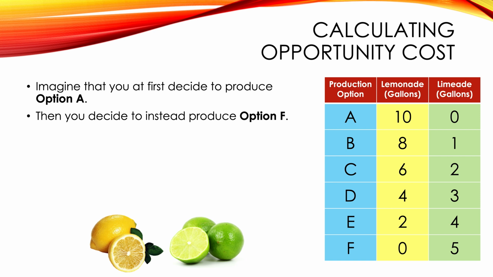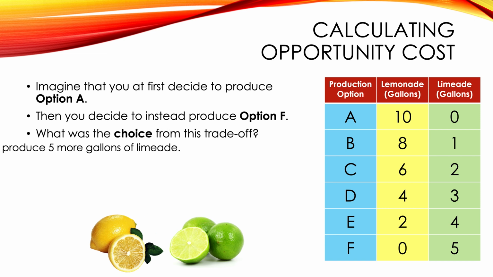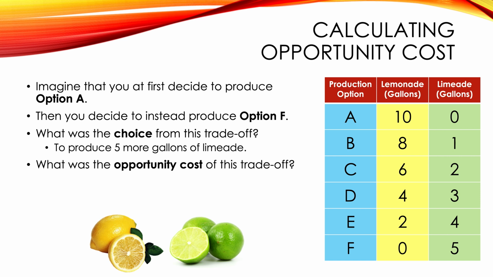So just like any trade-off, this is going to have a choice and an opportunity cost. The choice here is clearly 5 gallons of limeade, right? That's what you chose. You decided to switch from A to F, which means you're now producing 5 gallons of limeade. That's what you're getting. But what you have to give up in order to do that is you have to have an opportunity cost here. You have to give up 10 gallons of lemonade. Because at option A, you are producing 10. At option F, you're producing 0. Now, again, you're getting 5 more gallons of limeade. That's your choice. But the opportunity cost, what you gave up, is 10 gallons of lemonade.